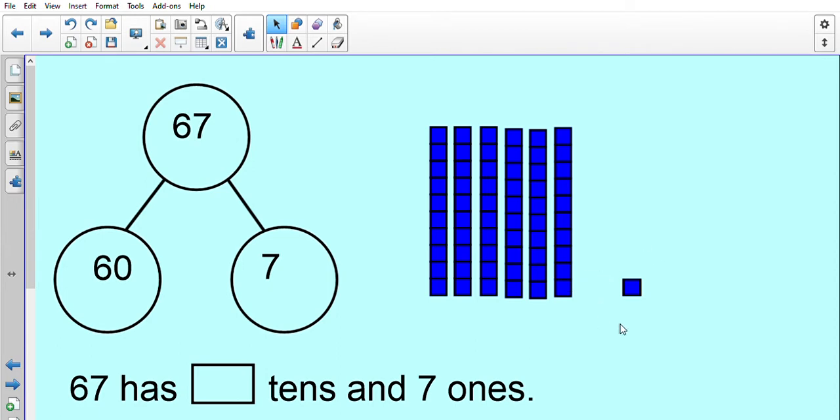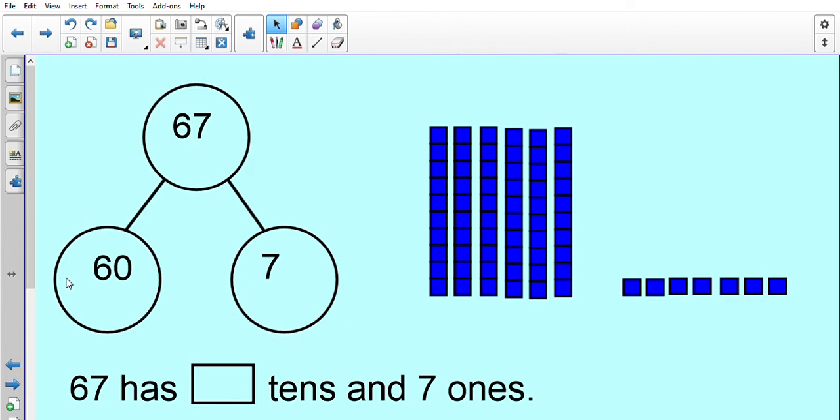Fabulous. How many ones do we need to make 67? Whisper it to somebody next to you or whisper it to the screen and I might hear you. We need 7. Well done. Let's count 7 ones. So we've got 1, 2, 3, 4, 5, 6, 7 ones. Let's check to make sure we've got 67 with our base 10. 10, 20, 30, 40, 50, 60, 61, 62, 63, 64, 65, 66, 67.